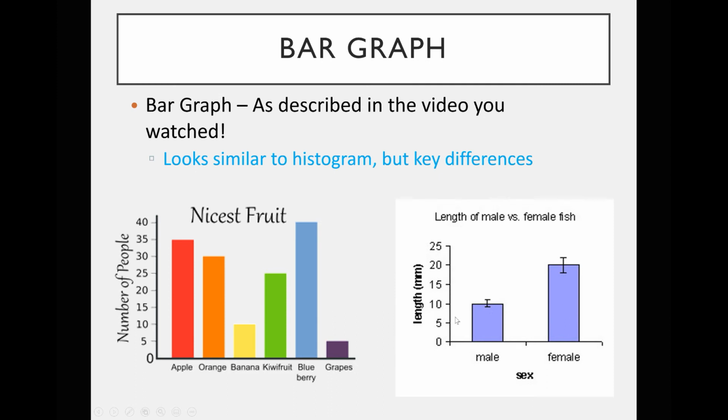So here, these numbers on the left-hand side, these are not how many male fish and how many female fish there were. This is the actual length. It's the average length for all of the male fish and for all of the female fish, right? So we can see the average for the males was about 10, and the average for the females was about 20. This is not just counting, right? So with bar graphs we can have something different on our y-axis other than frequency.